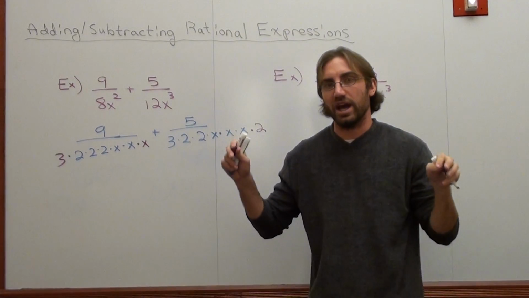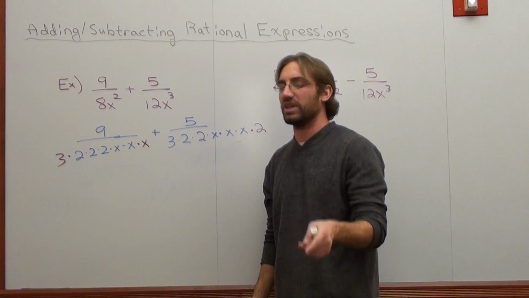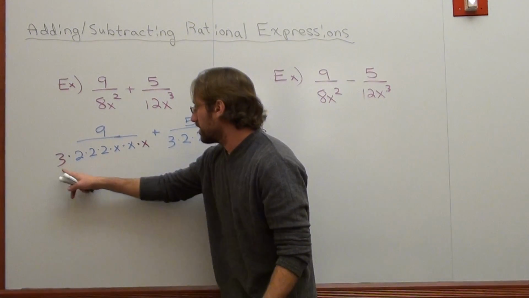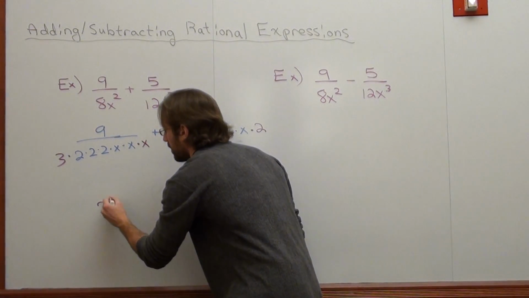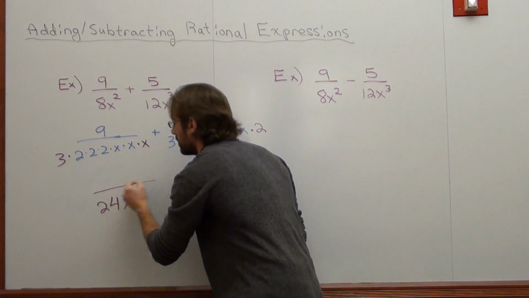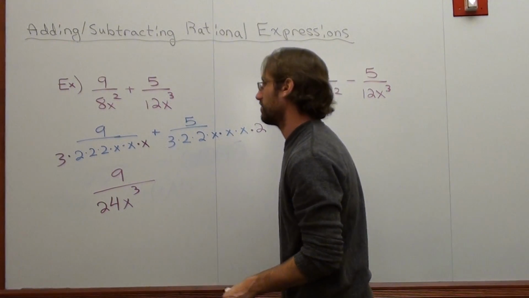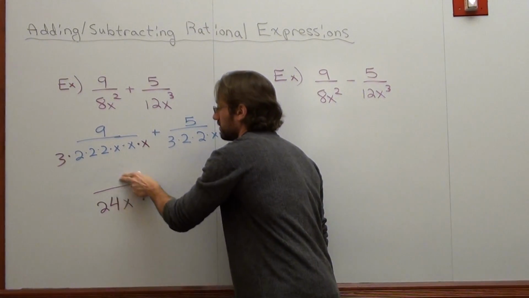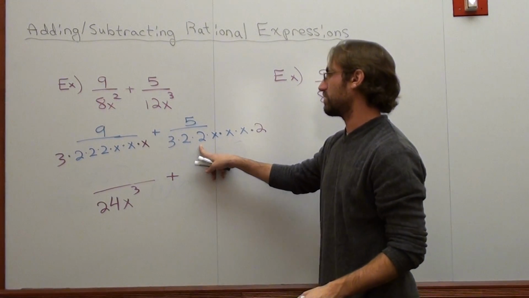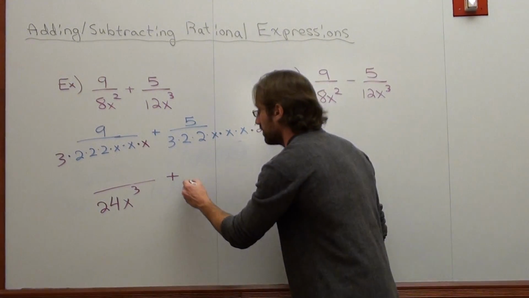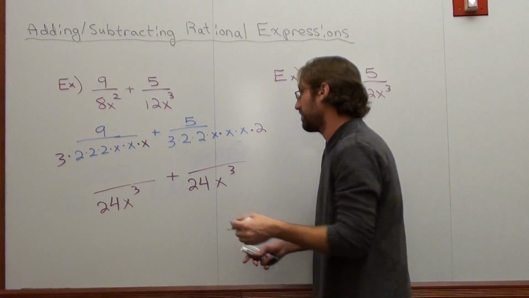So the LCM of both of these, or the least common denominator, least common multiple, lowest common denominator, is, let's see, 3 times 2 is 6, times 2 is 12, times 2 is 24, x cubed. This one comes out to 3 times 2 times 2, which is 6, 12, 24. X times x times x is x cubed. So my denominators are the same.